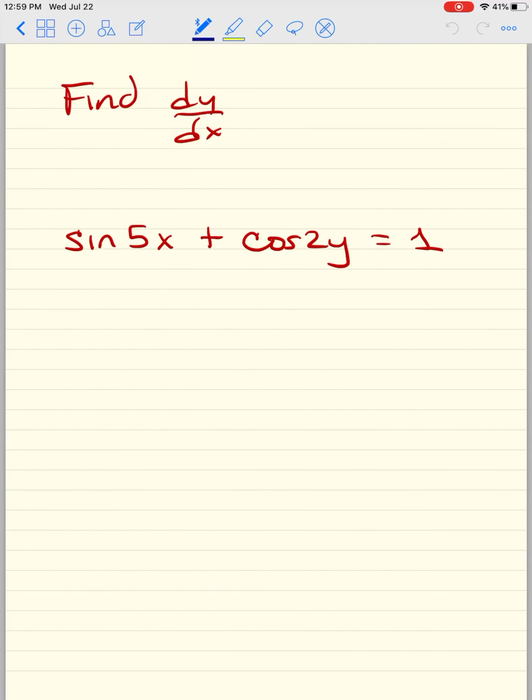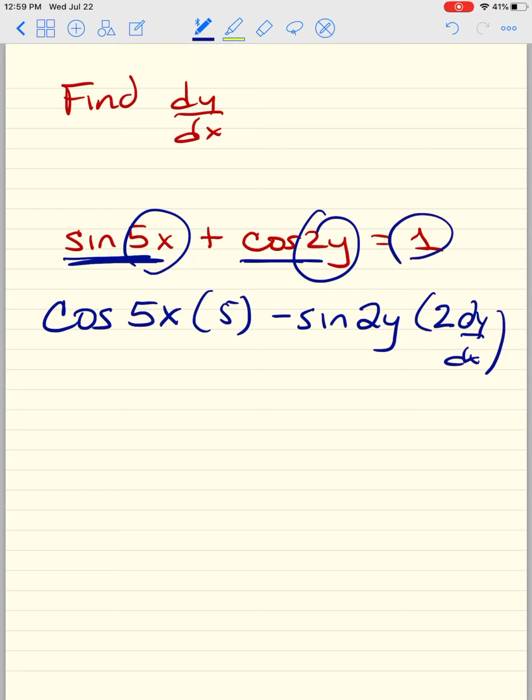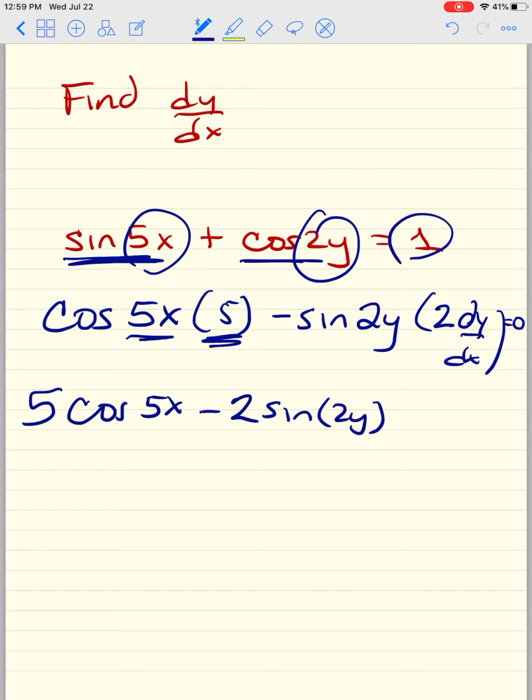Next, the derivative of sine angle is cosine angle times the derivative of the angle, which is 5. The derivative of cosine angle is negative sine angle times the derivative of the angle. The derivative of 2y is 2 dy dx. Derivative of 1 is 0. And now this number and this number make 25x. It makes 5 cosine angle minus 2 sine angle dy dx equals 0.